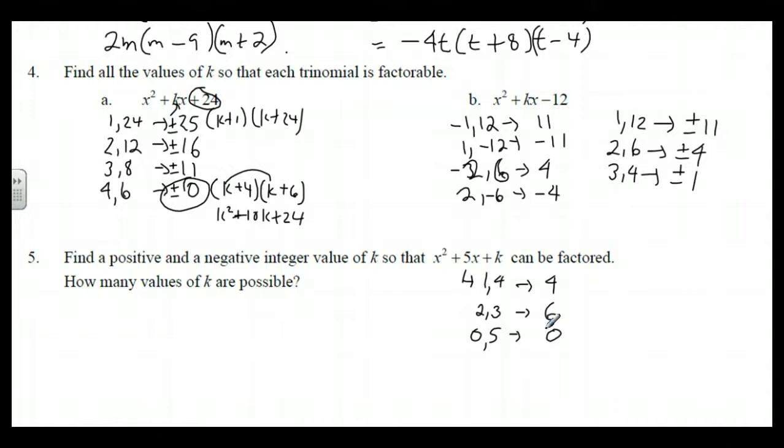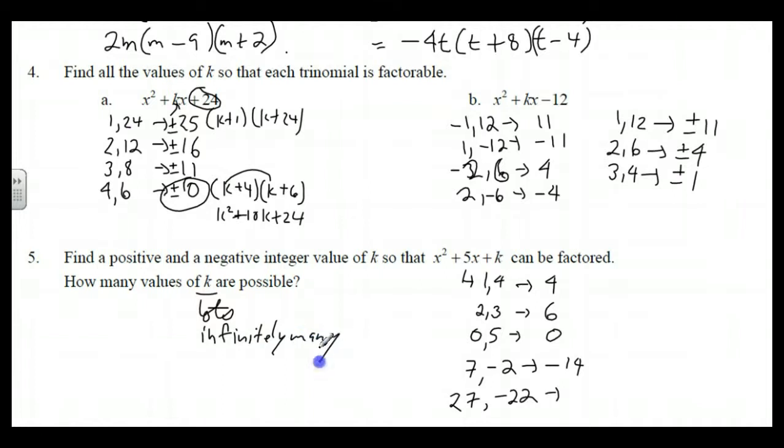Find a positive and a negative integer value of k. All right, well, there's some positive values, so can we get a negative value? So how about 7 and negative 2? 7 plus negative 2 is positive 5, and k will be negative 14. How about 27 and negative 22? Right, and I have no idea what that multiplies out to, but how many values of k are possible? Lots. Or infinitely many.